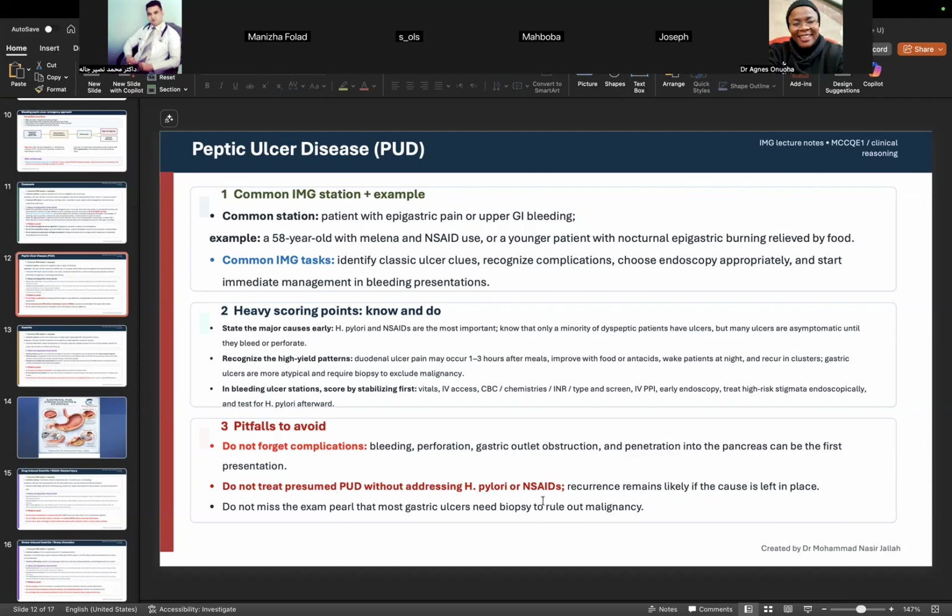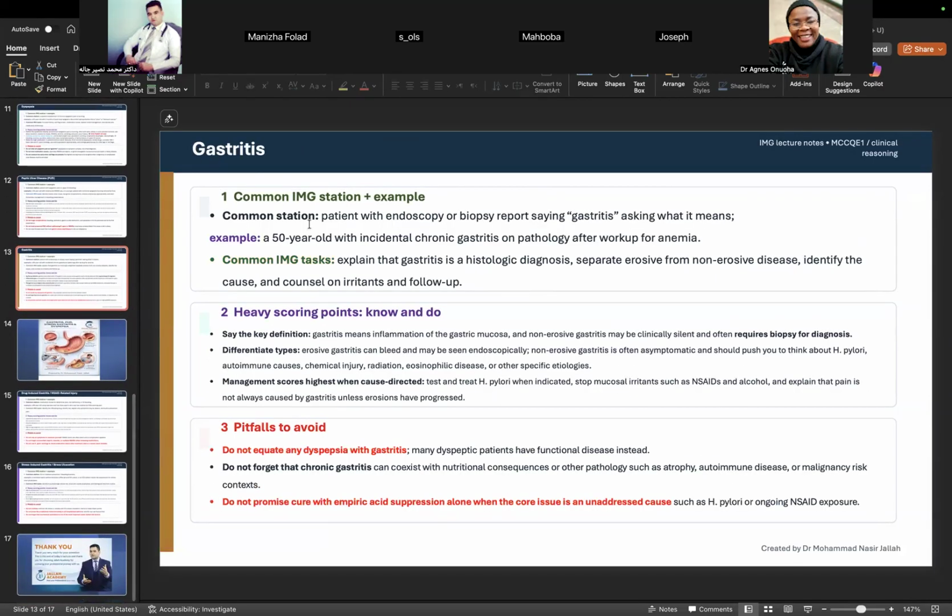So it means if you miss mentioning H. pylori or covering H. pylori or non-steroid, you will definitely fail that. Recurrence remains likely if the cause is left in place. Do not miss the example that most gastric ulcer need biopsy to rule out malignancy. So it means for gastric, the chances of malignancy is higher than duodenal ulcer. So you need to do the biopsy for the gastric ulcer. For both of them, you have to do endoscopy, but biopsy is necessary. It's a golden standard, okay?